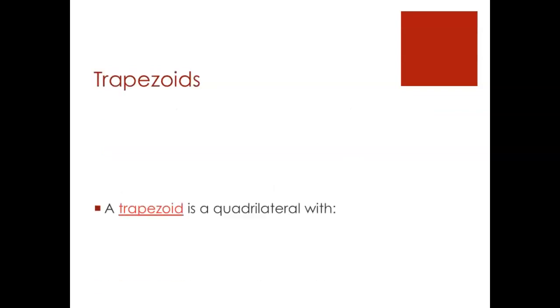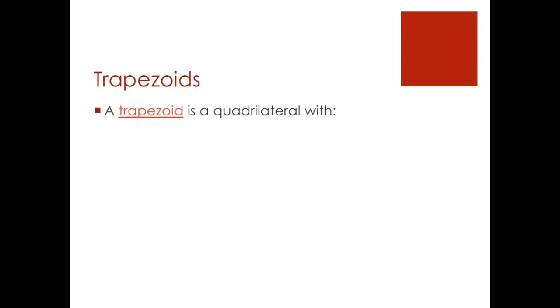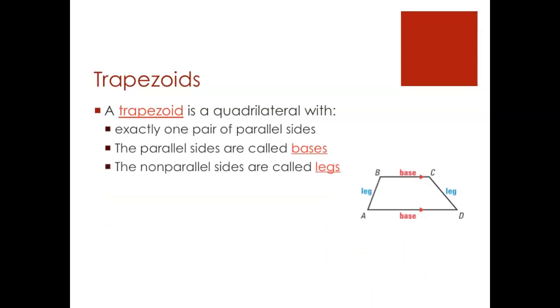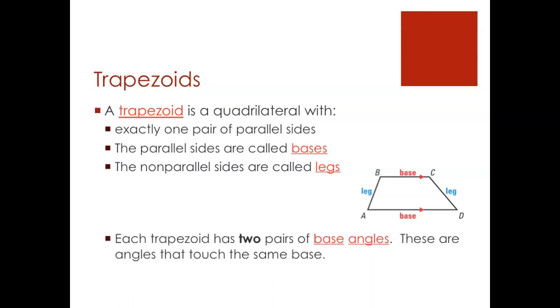In a trapezoid, this is a quadrilateral that has exactly 1 pair of parallel sides, and we call the parallel sides bases, and the non-parallel sides are called legs. So here's a trapezoid, and you can see here that BC and AD are parallel to one another, but AB and CD are not. But we call BC and AD the bases, and we call AB and CD the legs. Now each trapezoid has 2 pairs of base angles, and these are angles that touch the same base.